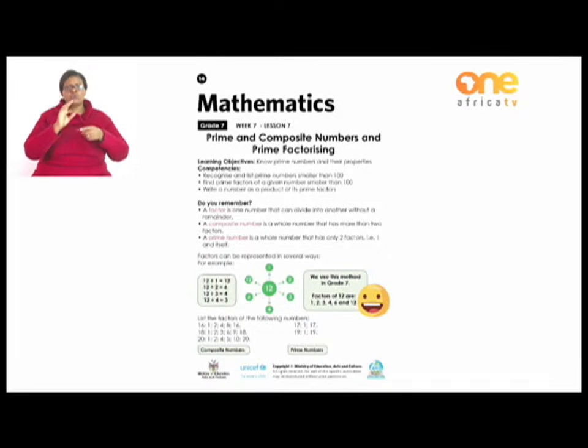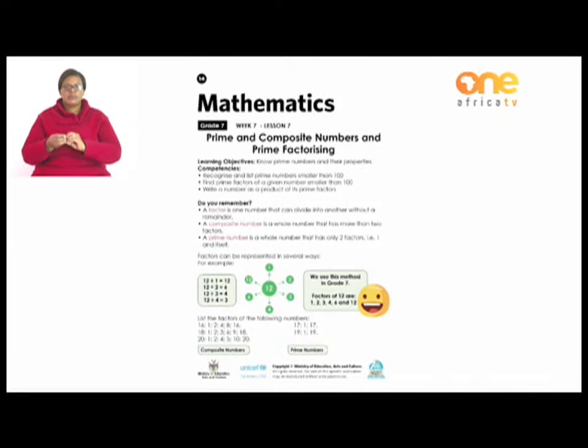On the right, we have 17. The factors of 17 are 1 and 17. We have 19. The factors of 19 are 1 and 19. And this category is classified as prime numbers because they only have 2 factors.